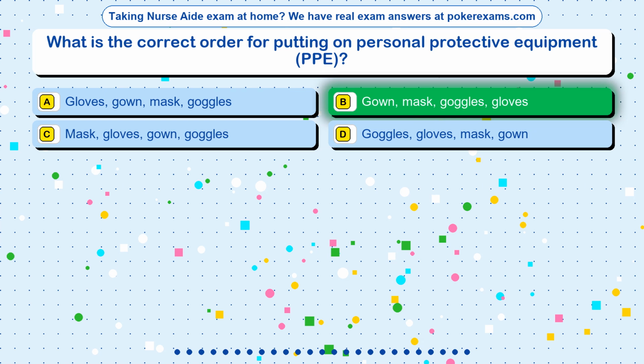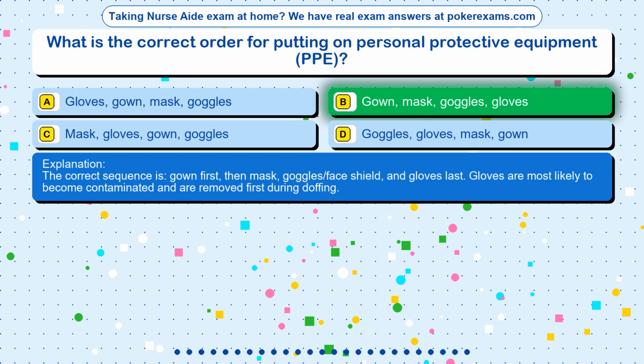The correct answer is option B, gown, mask, goggles, gloves. The correct sequence is gown first, then mask, goggles/face shield, and gloves last. Gloves are most likely to become contaminated and are removed first during doffing.